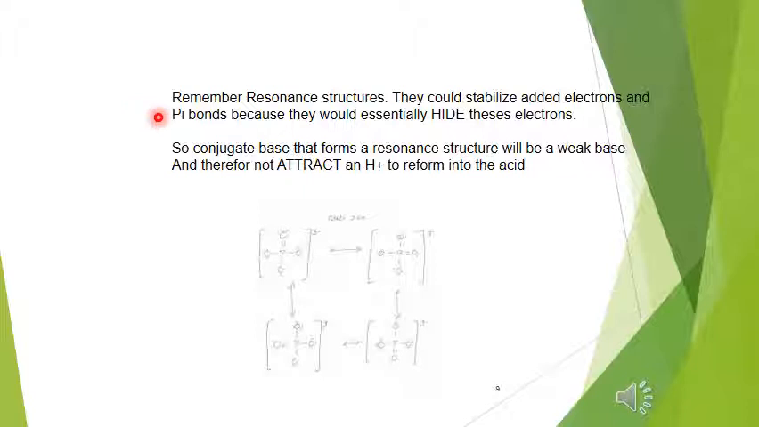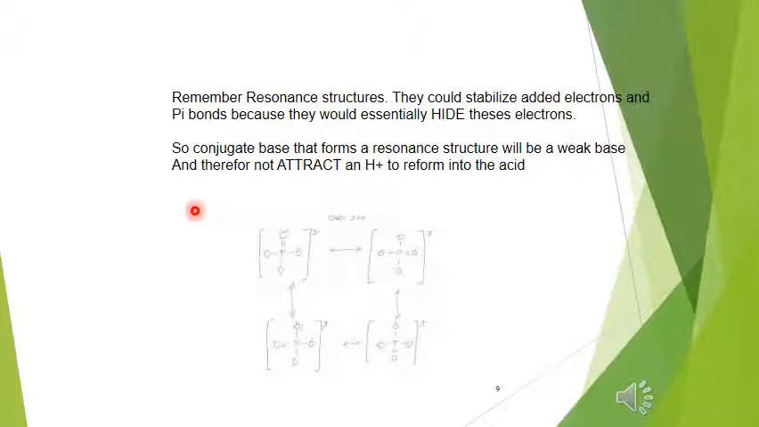In 121 we talked about resonance structures, and I spent a lot of time on them, and I told you guys they're really important because what they do is they stabilize lone pair electrons and pi bonds. What they essentially do is hide these electrons in the pi system, and it sort of puts them in the forest, and it's really hard to find them. So phosphate is formed from phosphoric acid. H3PO4 will turn into phosphate.